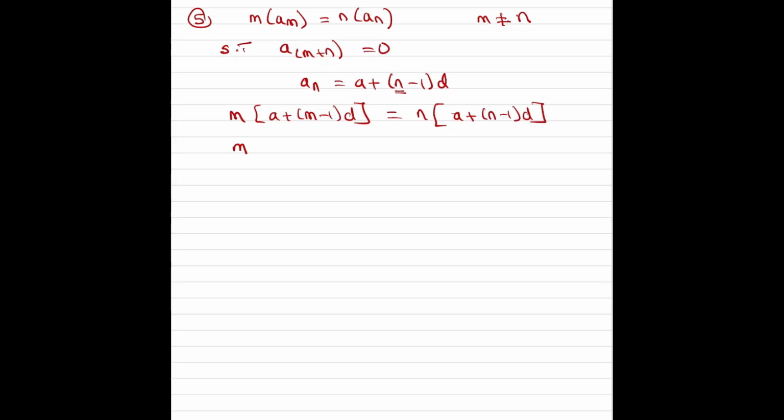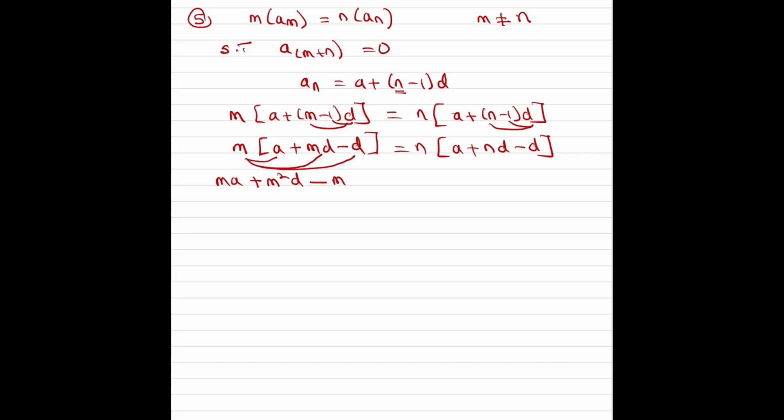m times (a plus md minus d) equals n times (a plus nd minus d). Next, multiply this out: ma plus m times md, m square d, minus md. Right hand side: na plus n times nd, n square d, minus n times d, nd.